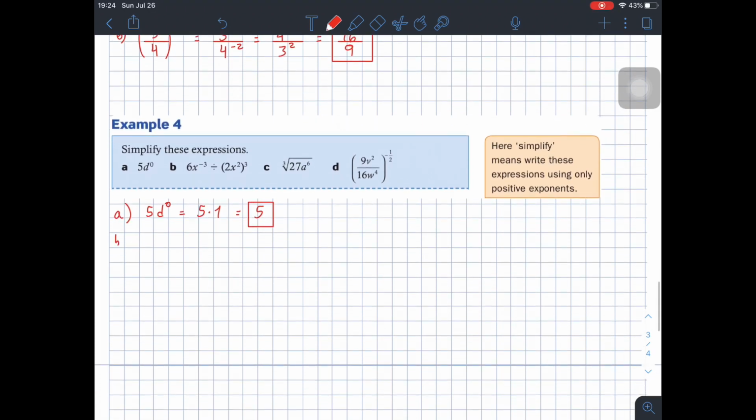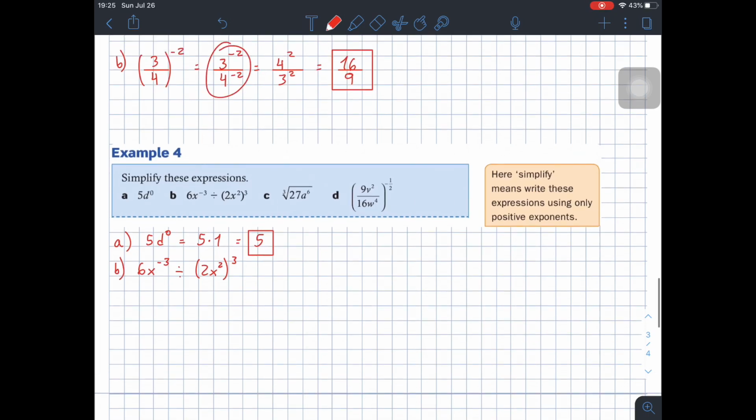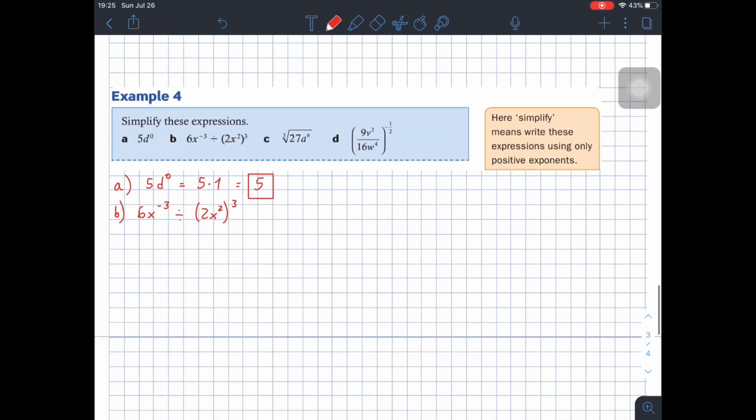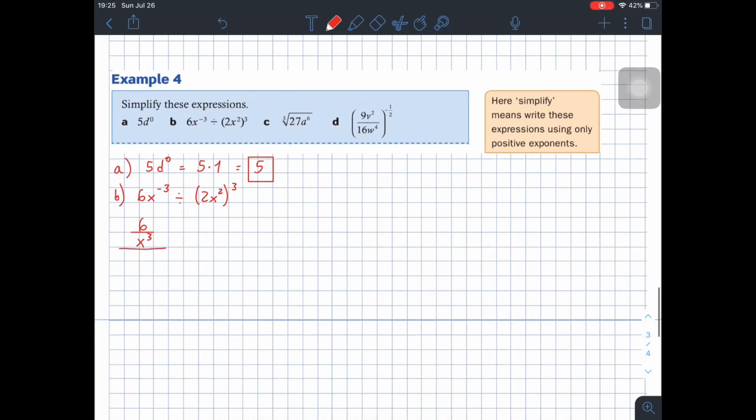Then we have part B, which says, let me write this here, 6 times x to the power of negative 3 divided by, parentheses, 2x squared cubed. Okay, so we need to work with this. The first thing we can do is write this using the other way of dividing, using this notation. It's more comfortable. So this would be equal to 6 over x cubed, if I take the x down because it has a negative exponent. And this is being divided by 2x squared to the cube power.